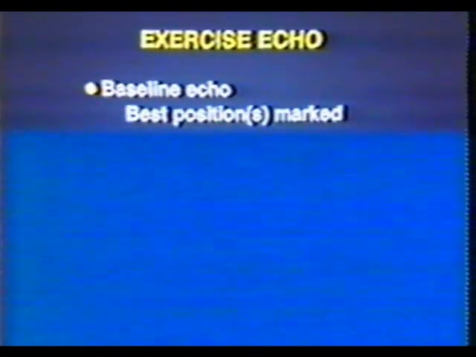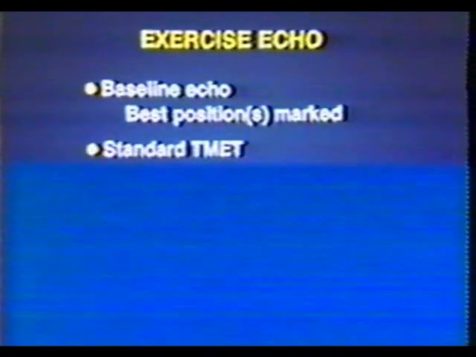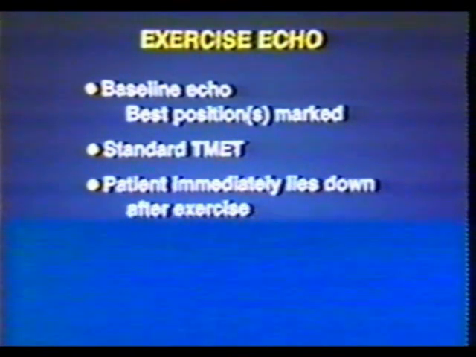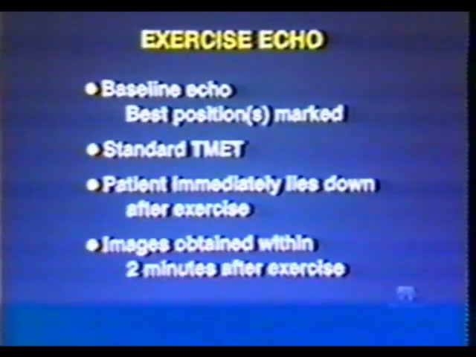In preparation for exercise echocardiography, a baseline resting study is performed. If diagnostic images of the left ventricle can be obtained, then post-exercise imaging will also be feasible. The point on the chest which yields the best images is marked. The patient then performs a standard graded treadmill exercise test with continuous ECG monitoring. Once the patient has reached the appropriate endpoint, they immediately lie down in the left lateral decubitus position. Images of all ventricular segments are then obtained within 2 minutes of the completion of exercise.